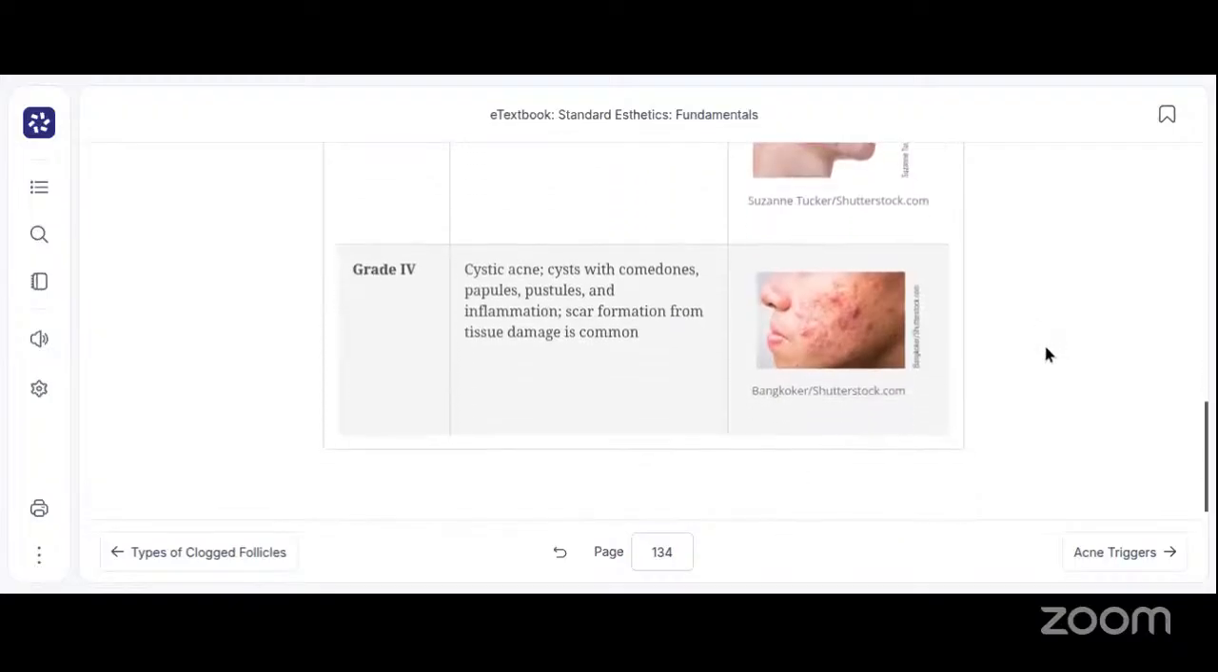And grade 4, let's look at that very closely. This is what we call cystic acne. It should be referred out to a physician. Cysts and comedones, papules, pustules, inflammation. So now we've got all of it. We've got blackheads, we've got whiteheads, we've got the dried papules. We have now the pimples with the pus in them. We now have increased inflammation and redness, and we have scar formation. Whereas you have been healing, then it comes up again, then you go back into healing, then it comes up again. Now we have scarring from the tissue damage. So now that texture of skin is no longer smooth.